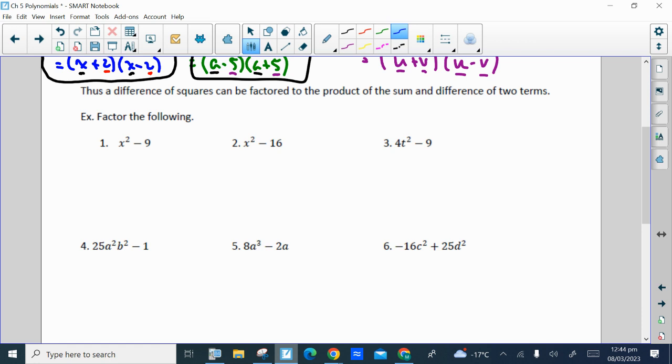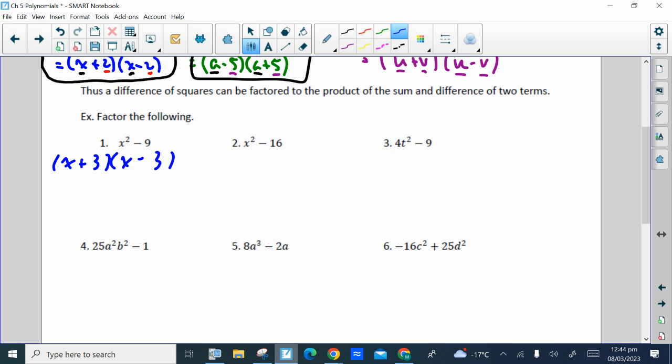x squared minus 9, that is a difference of squares because it's a binomial, both terms are perfect squares, and you have a minus sign in between. When you factor a difference of squares, you'll get two binomial factors. The square root of x squared is x, so those are the first terms of the binomial. The square root of 9 is 3. That's the second term of each binomial. One's a plus, one's a minus. There's your factors.